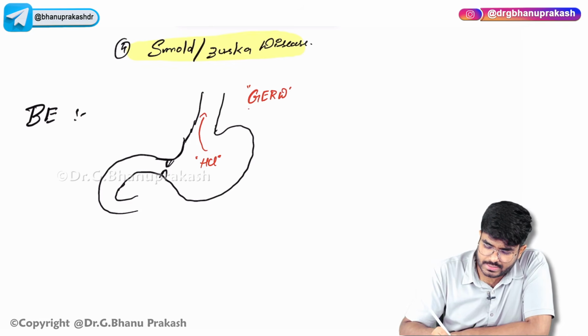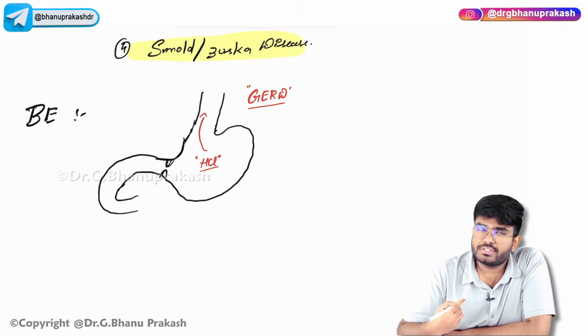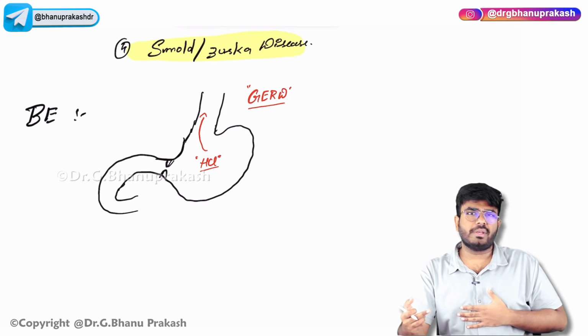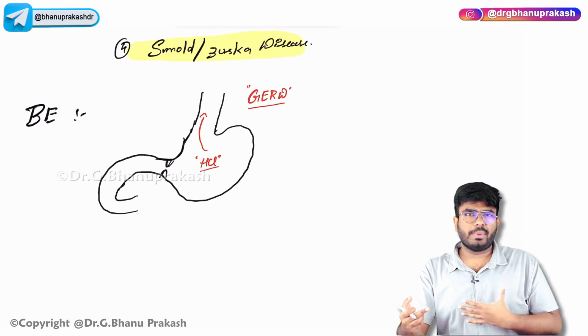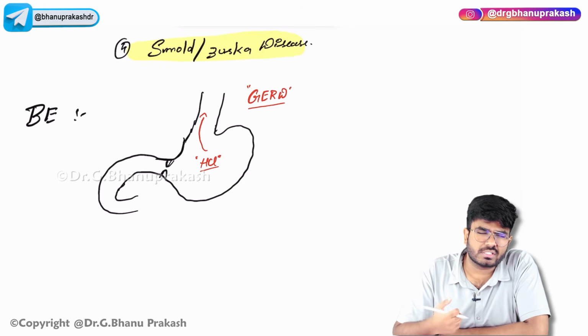So, gastroesophageal reflux disease means the gastric acid is getting refluxed into the esophagus because of improper tone in the lower esophageal sphincter. The acid is getting regurgitated back. So, what is the patient going to experience? Pain after eating in the chest, a burning sensation in the chest region. That is gastroesophageal reflux disease.